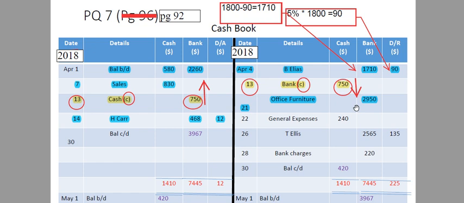On 22nd, you are paying for general expenses in cash. So this is a simple one. It's a payment again. Cash is decreasing by 240 and general expenses is where you will make the double entry.